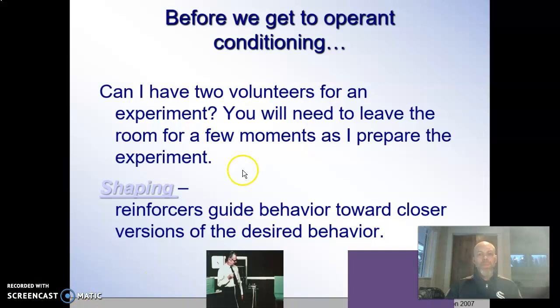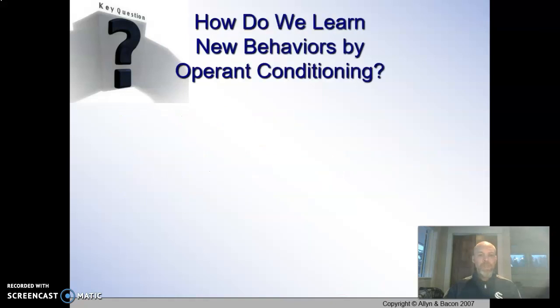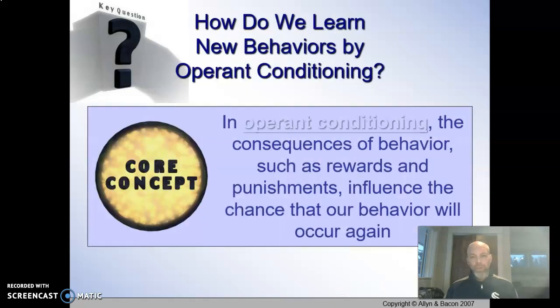So with operant conditioning, what we're really starting to look at is trial and error learning. We're really going to start learning through consequences. So trial and error learning, nothing earth-shattering there. We try different things, whichever behaviors elicit the consequence that we like, we're going to continue on with that behavior. So with operant conditioning, we really start to look at rewards and punishments, and those rewards and punishments are going to influence our behavior.